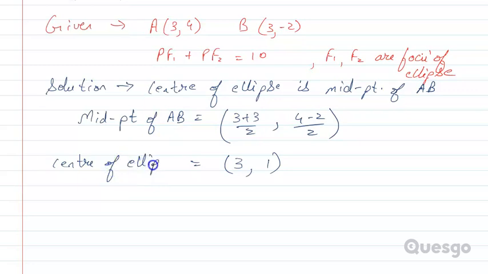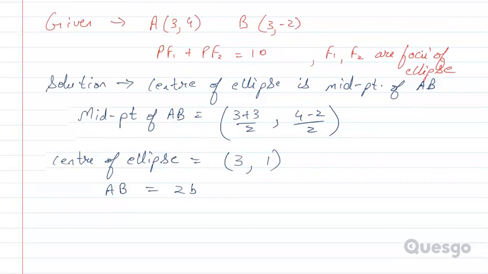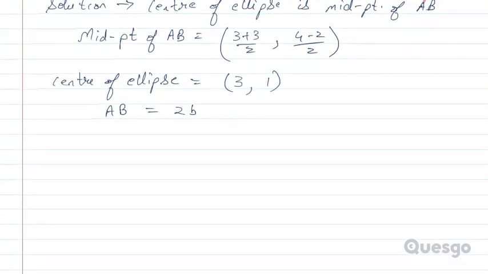ये आ गया. अब हमें क्या दे रखा है? The ends of minor axis, इसका यूज करके हमने सेंटर निकाला. Now अगर हम distance AB calculate करेंगे, the distance AB will be equal to 2b, जहाँ पे b क्या है? b is the parameter of the ellipse which represents the semi minor axis. तो जो AB length होगा, that will give us the complete length of minor axis. So this should be equal to 2b.